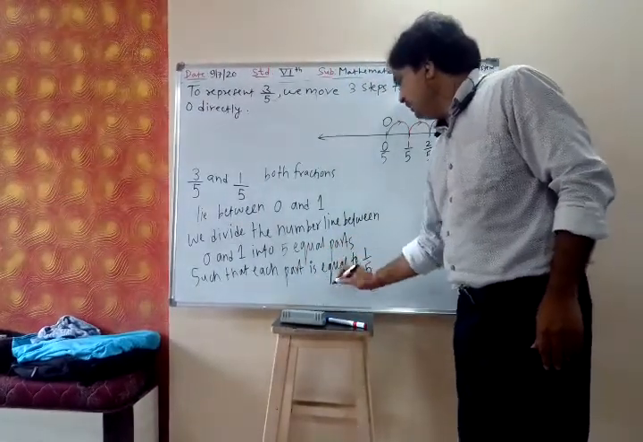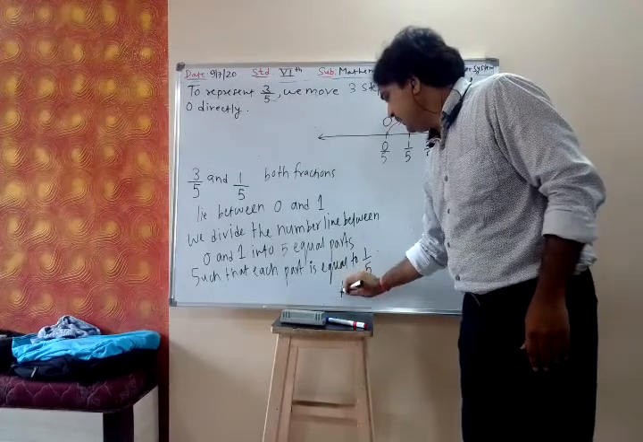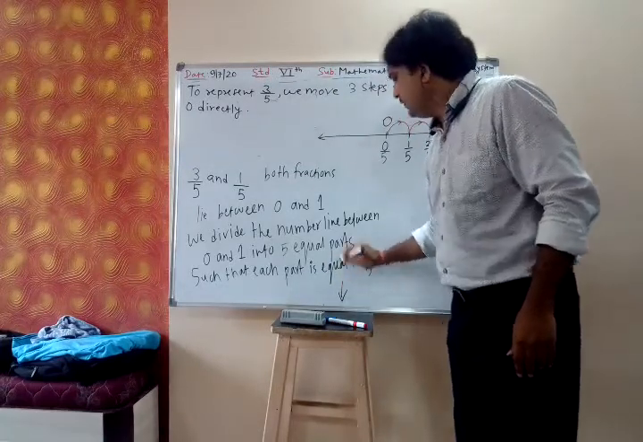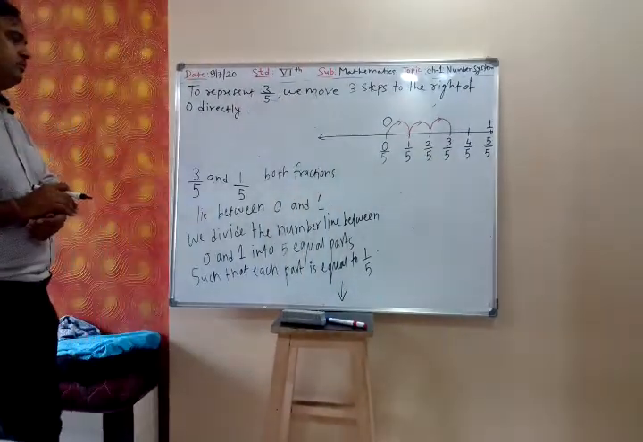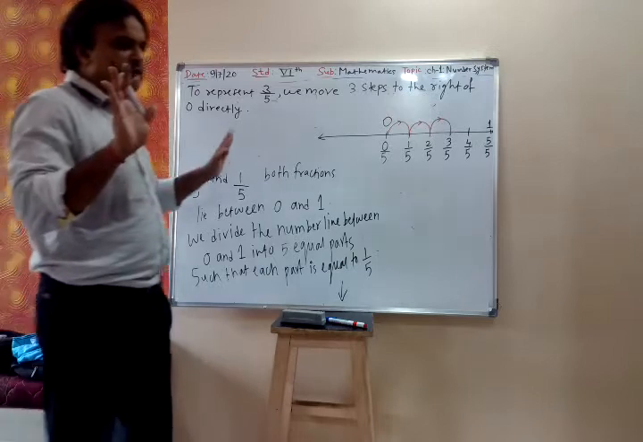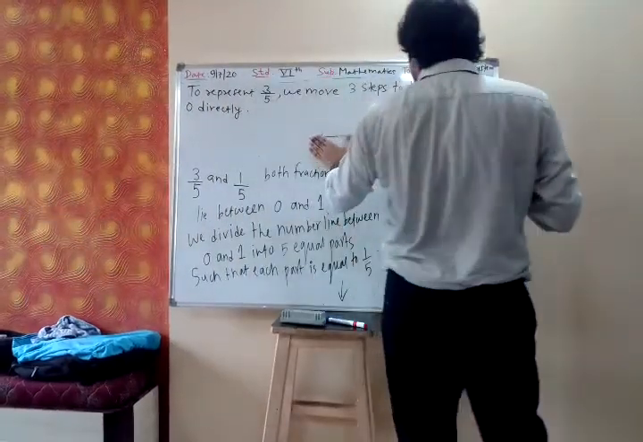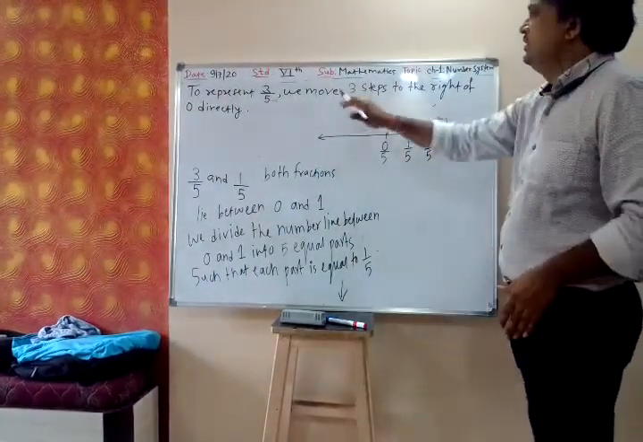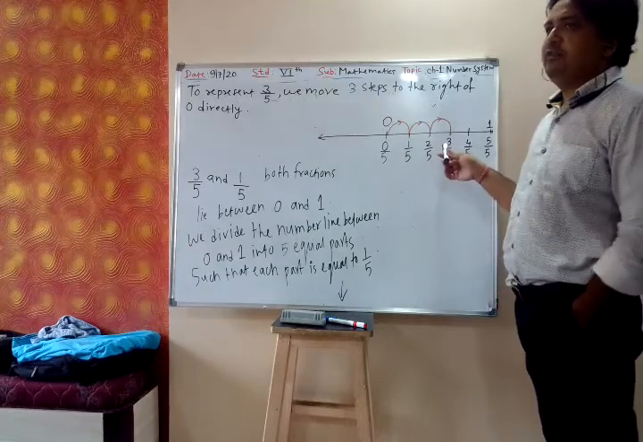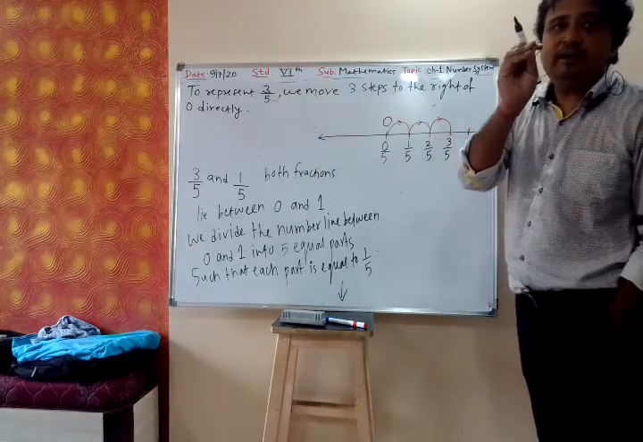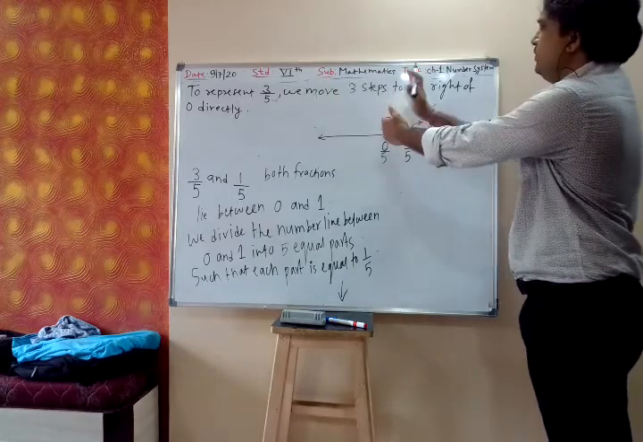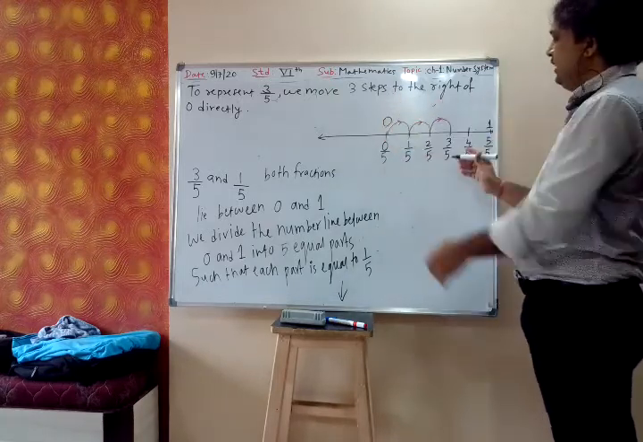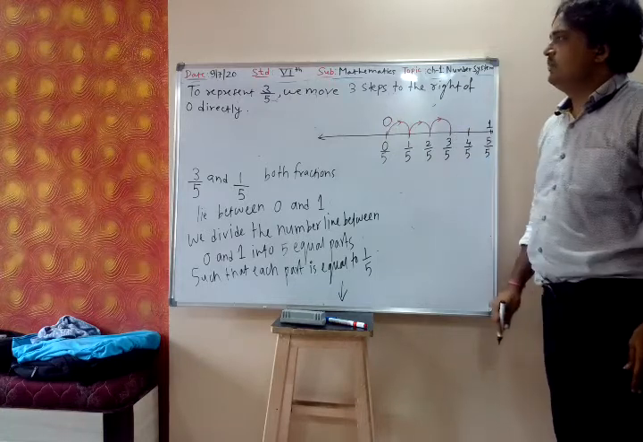No, you have to write. After this, you have to write this. To represent 3 upon 5, no problem, even if you have drawn the number line between. After that you write. How will you represent 3 upon 5? 3 upon 5 is a plus number, a positive number. So from 0, I will move 3 steps to the right. I will get 3 upon 5.